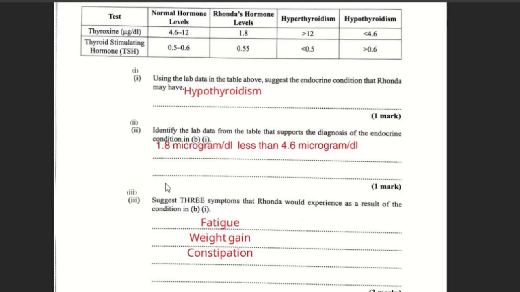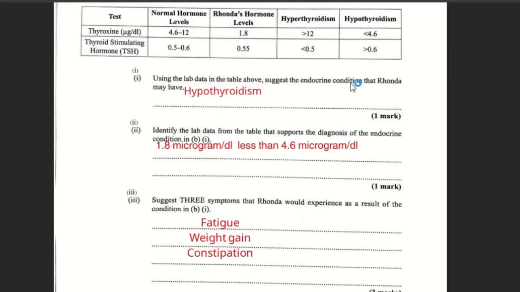So basically, this table is showing us a test, thyroxine and thyroid stimulating hormone. Normal levels for thyroxine should be between 4.6 to 12. And then for the TSH, the normal level should be between 0.5 to 0.6, right? So now we have Rhonda's levels. Rhonda's levels are 1.8 and then 0.55.